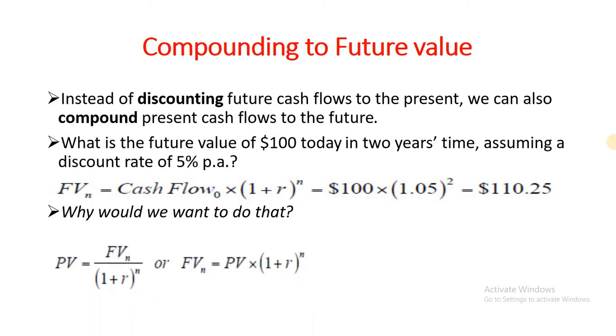We can also express present value and future value in this way. Present value is equal to future value divided by (1 plus r) to the power n, or future value FV is equal to PV times (1 plus r) to the power n.